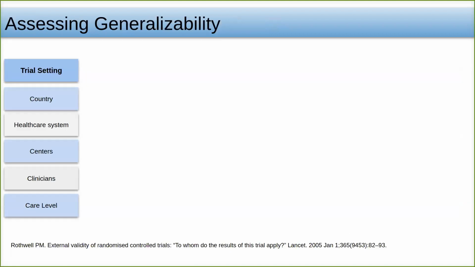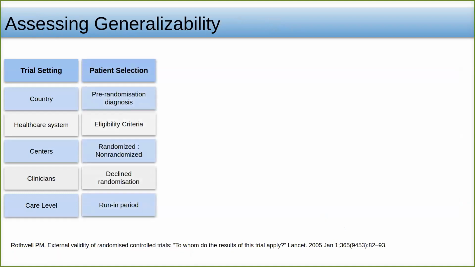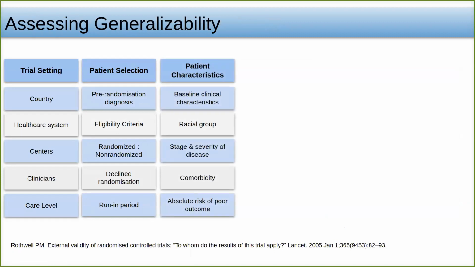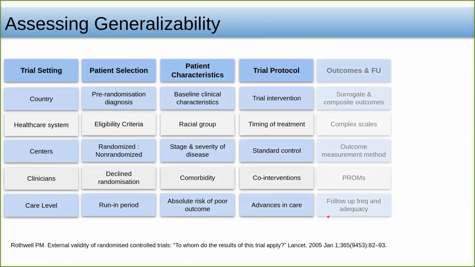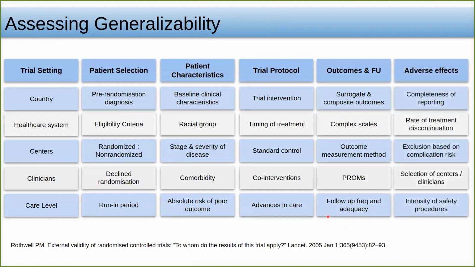After seeing the validity of the results, the next thing that you need to understand is the generalizability. And that depends on many factors: the trial setting, the patient selection criteria, the patient characteristics, the trial protocol, the outcomes and follow-up, and finally the adverse effects. You need to have a thorough look at all of these points, and believe me, it is not easy. You should not, by any means, look just on the basis of the inclusion-exclusion criteria as to whether the trial can be generalized in your patient population.